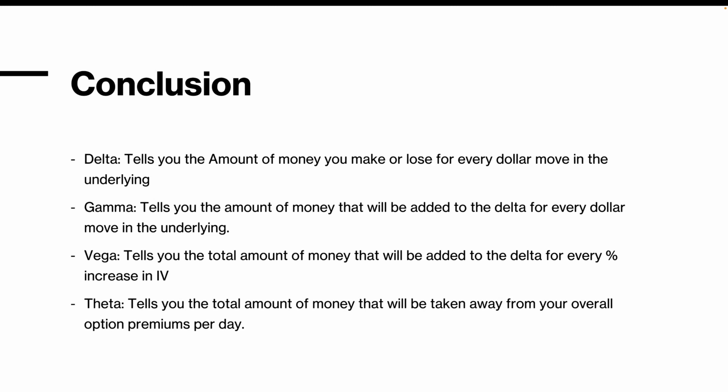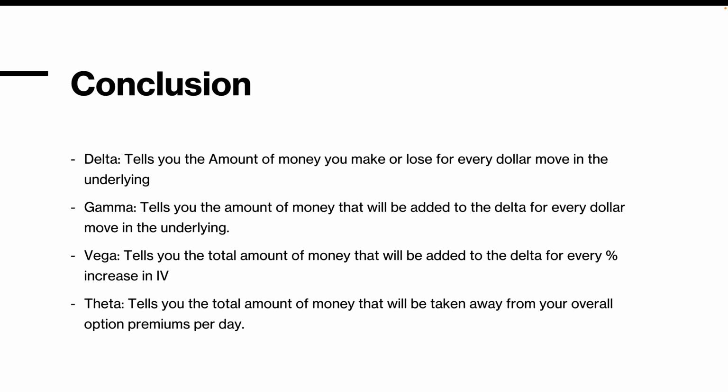So that being said, we left out the last Greek. We call it rho. It tells you for every single percentage of interest rate hikes, how much money you'll be making or losing. That's it. I mean, we are in an interest rate hiking environment. If the Federal Reserve raises interest rates by 1%, how much will your contracts be affected? Yes, it has an effect on your options contracts.